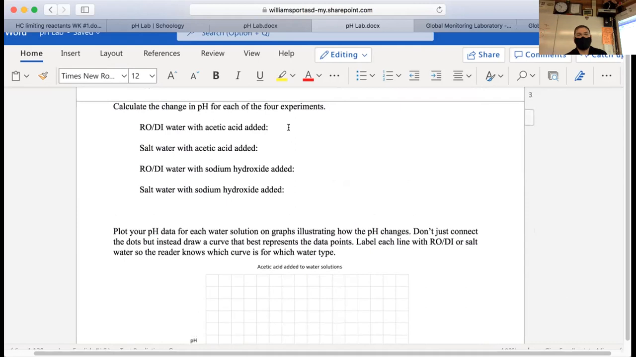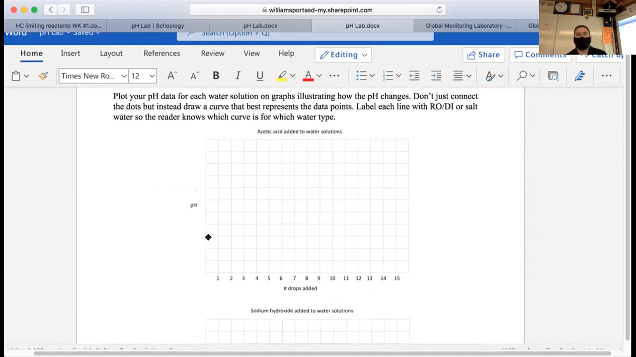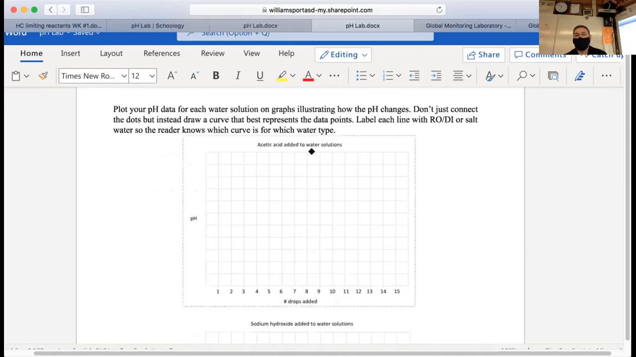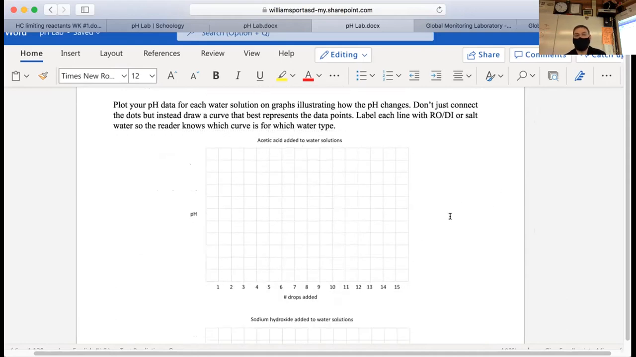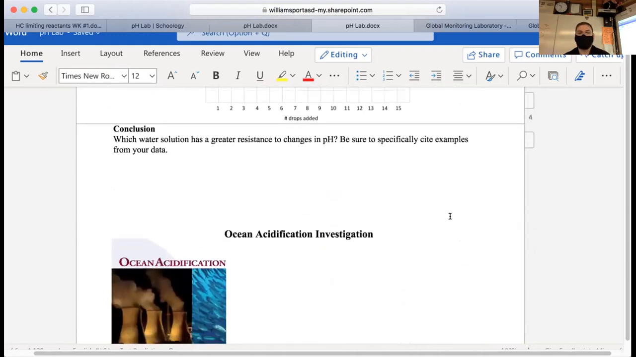Anyway, you calculate the change in pH from the beginning to the end, and then on a graph so you can see it graphically, how does the pH change as you add drops, for both adding acetic acid and adding sodium hydroxide? Which of them has a greater resistance to change in pH?